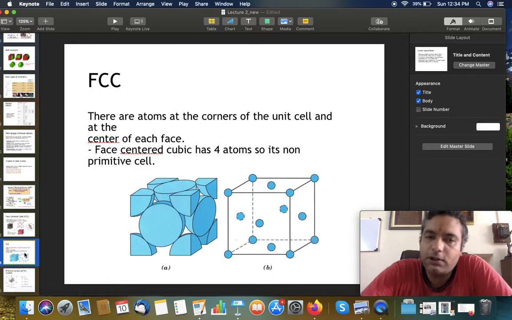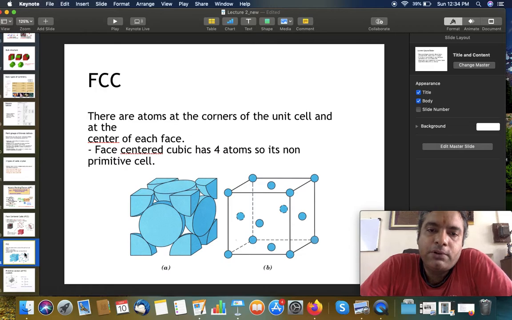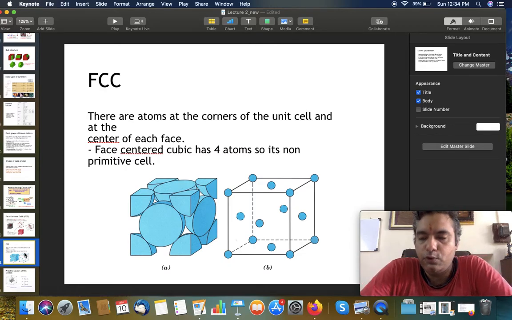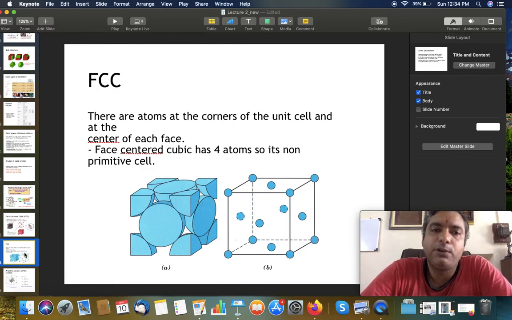The atoms are at the corner of the unit cell and the center of each face. So therefore, there are totally 4 atoms. You may think about how we get 4 atoms. So we have 4 atoms in a unit cell of an FCC.